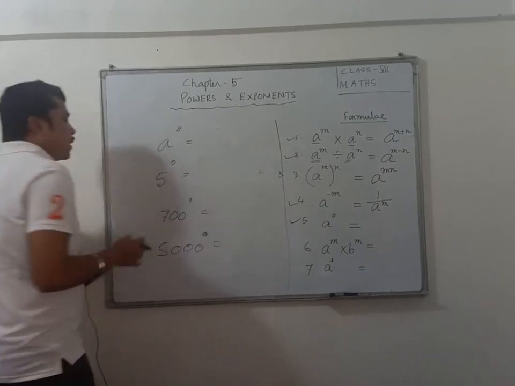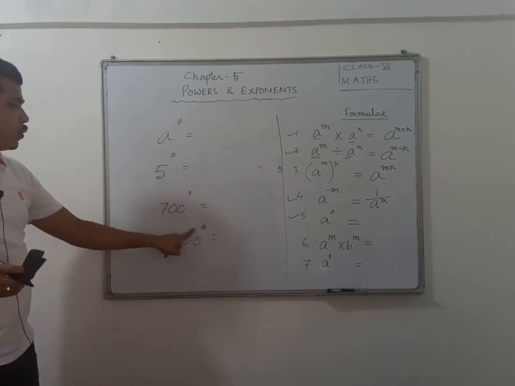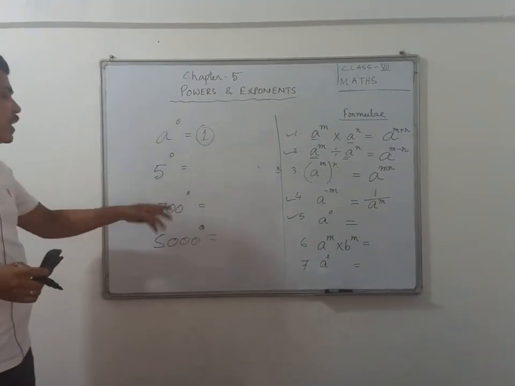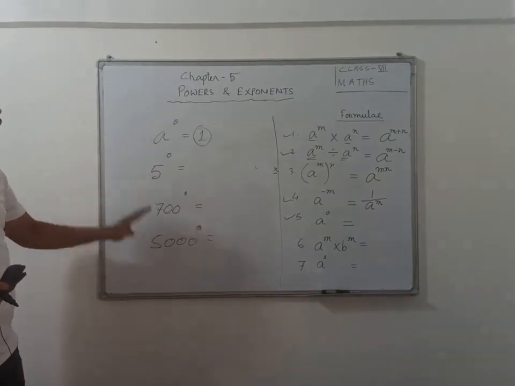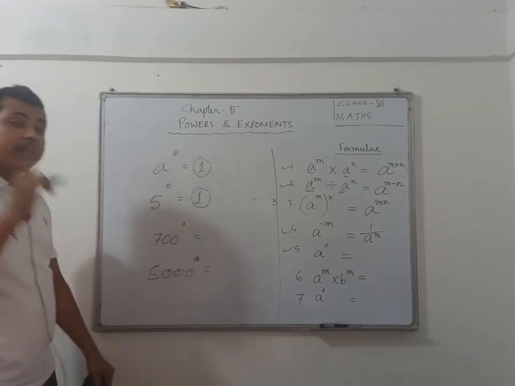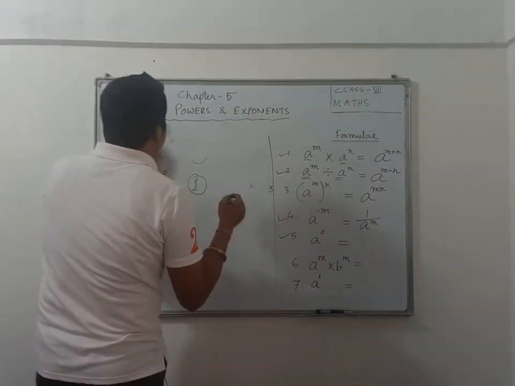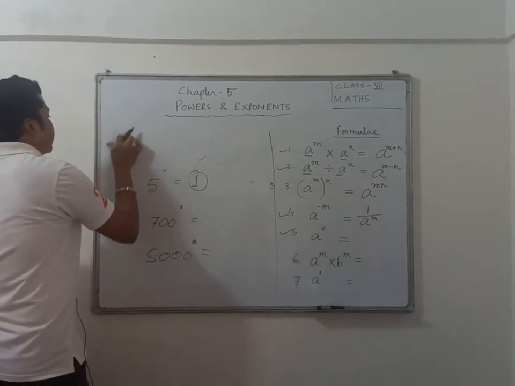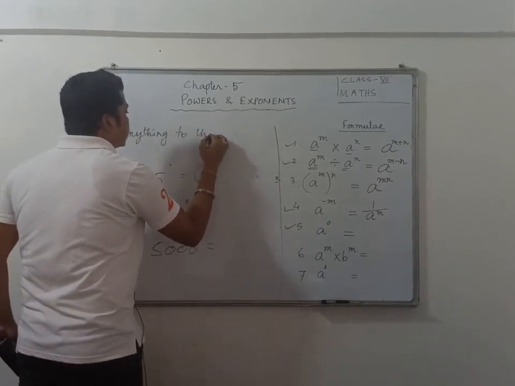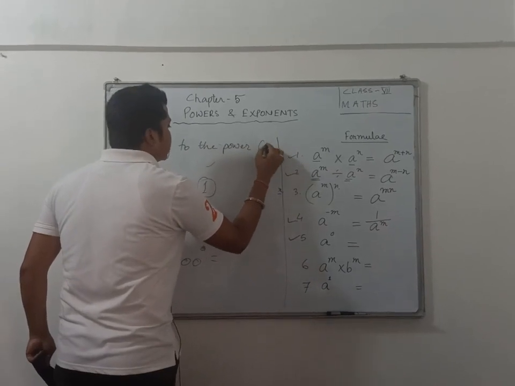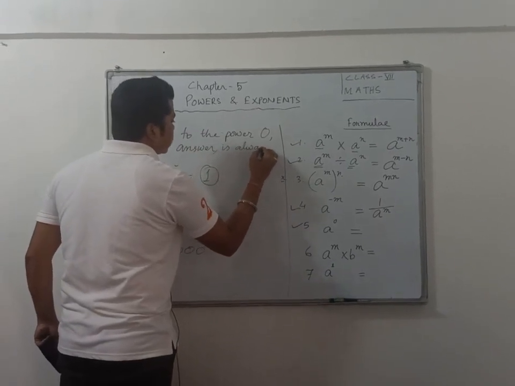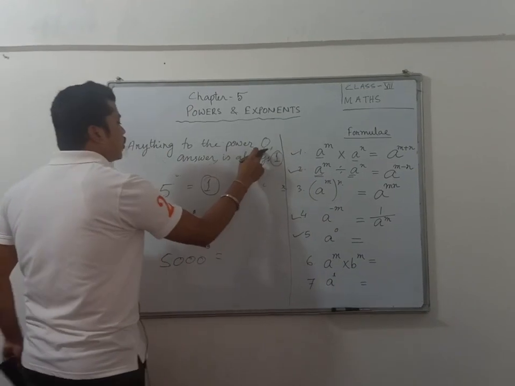So remember student, whenever our power is 0, the value always comes to 1. It does not matter whatever number is given in your base. If you have the power 0, always write the answer as 1. That means remember this line always: anything to the power 0, answer is always 1.